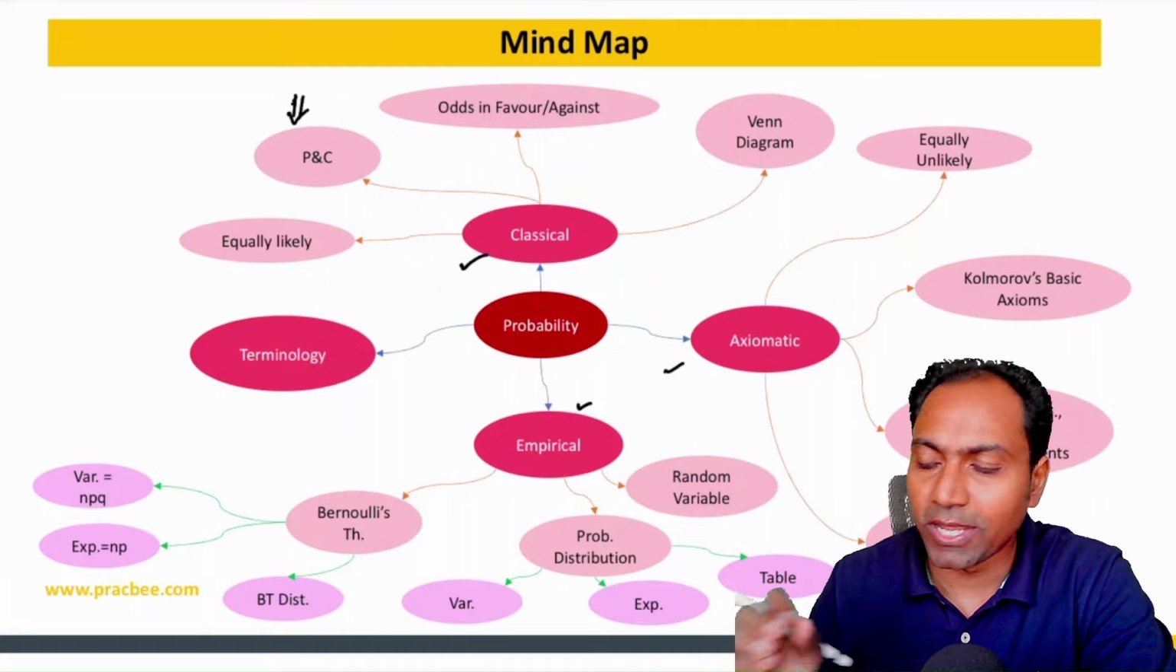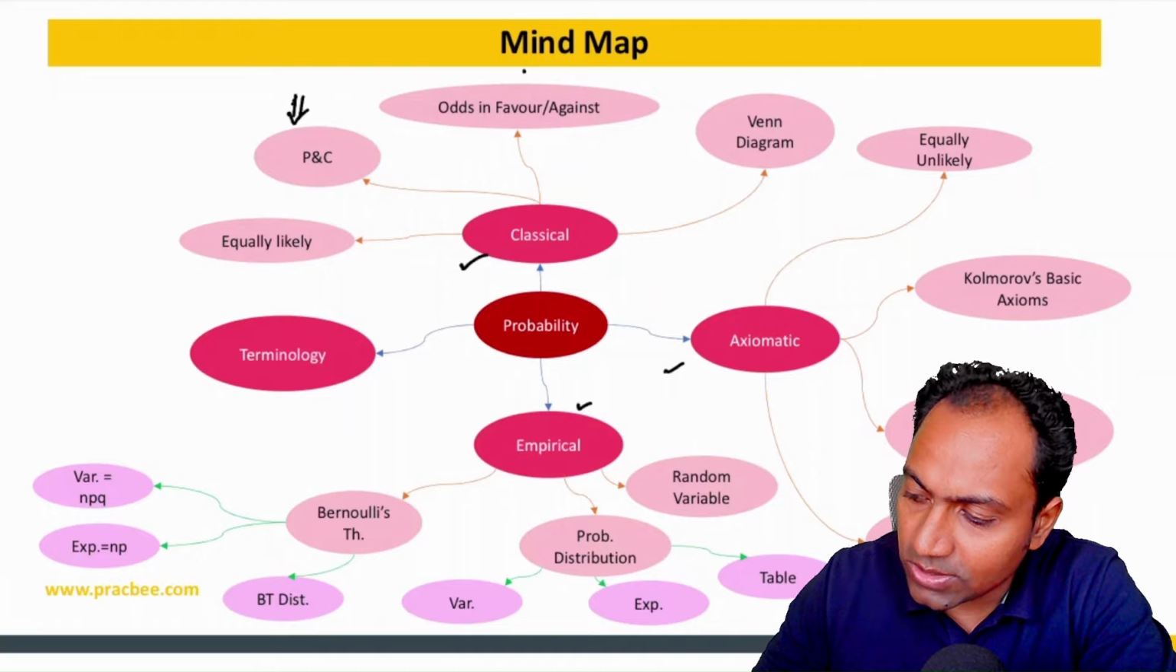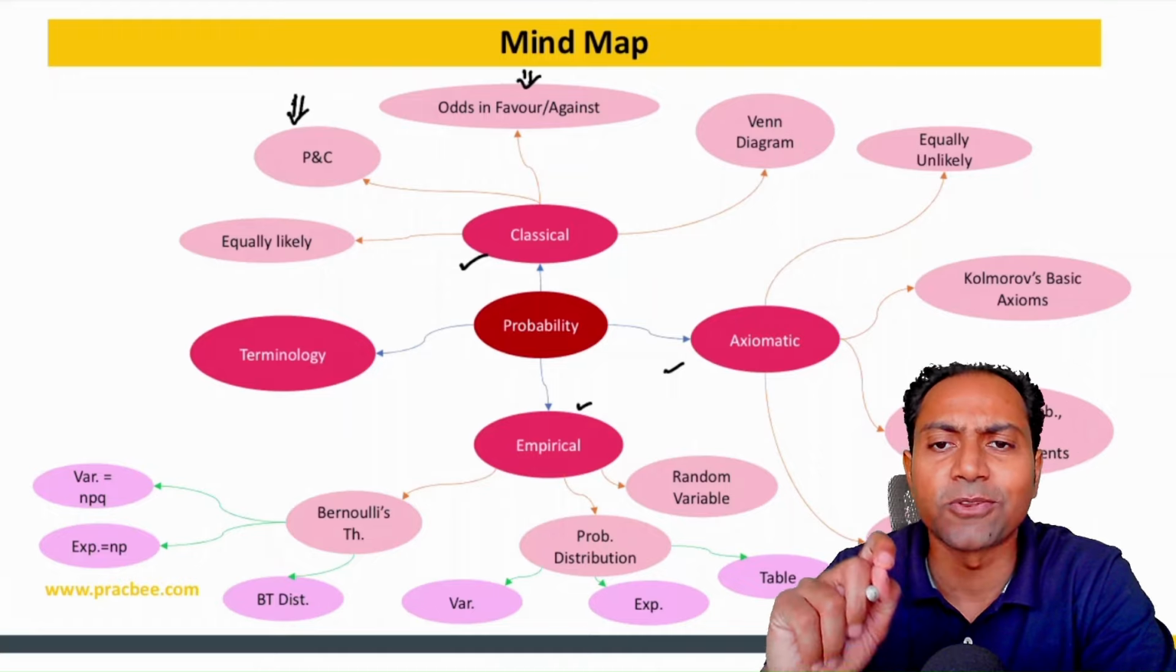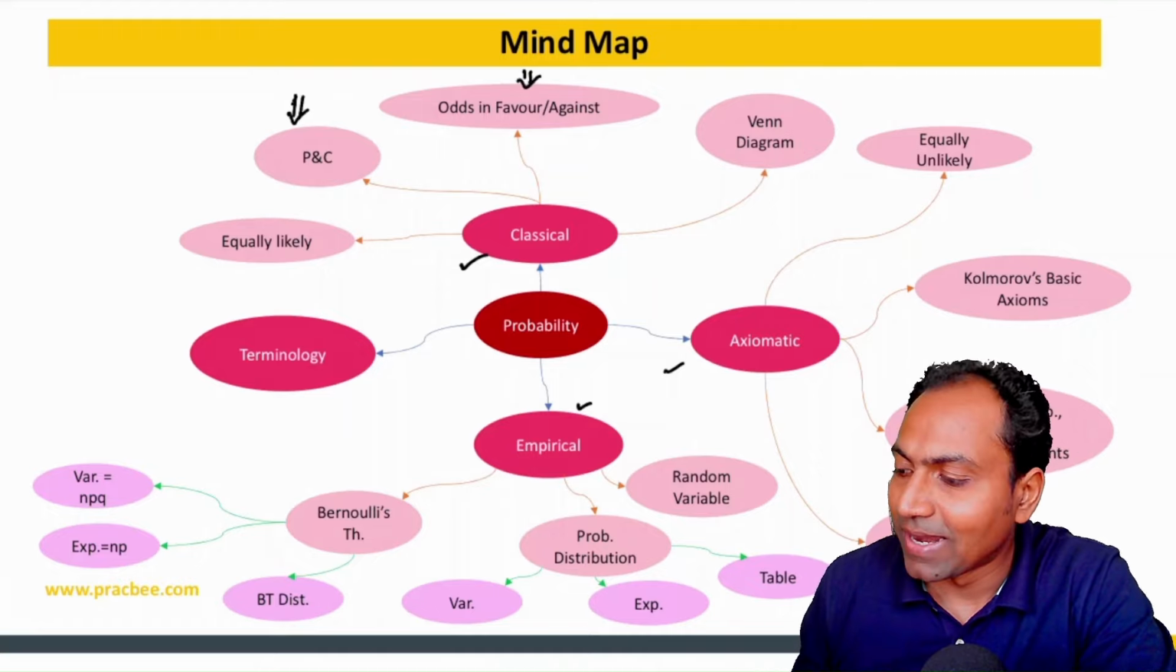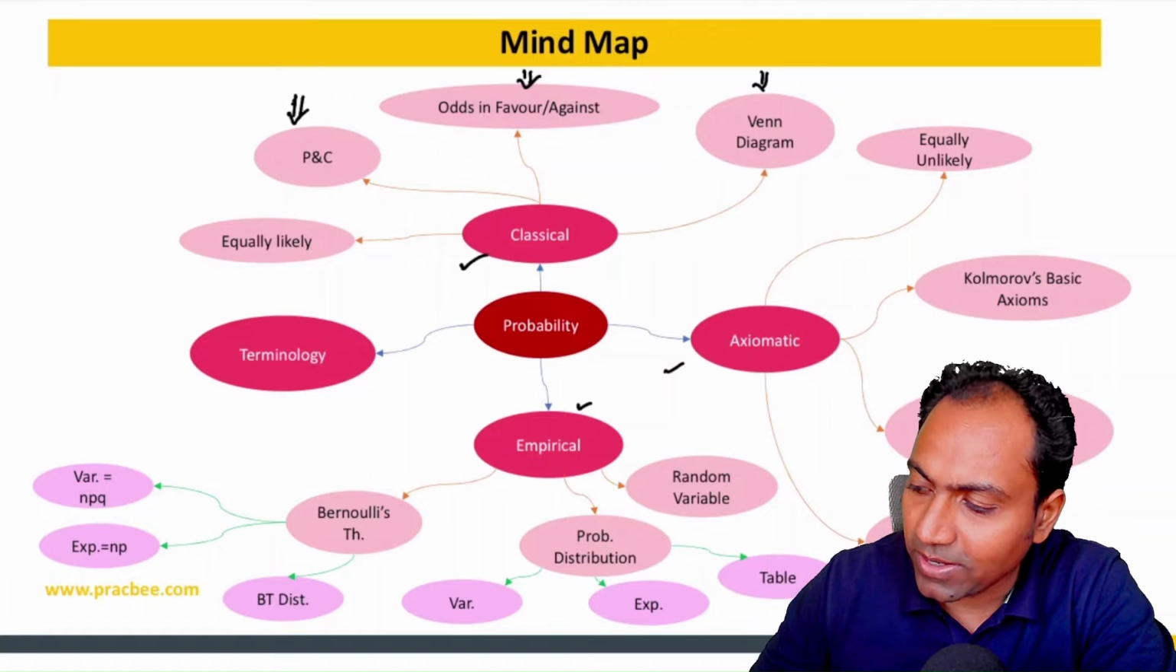The second important type of question is questions based on odds, in favor and against. This is a term that you need to understand, what does it mean. And then there are questions based on set theory or Venn diagrams.